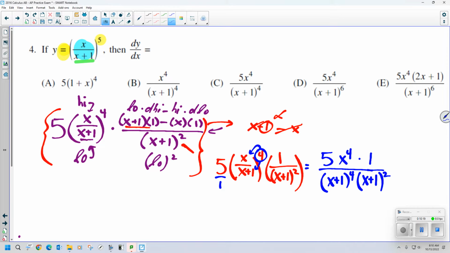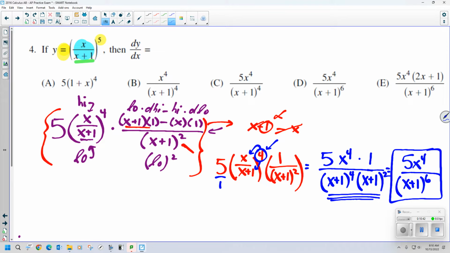All right. Well, if you know your rules with exponents, if you knew the rule here with a fraction, you should know what happens when I multiply the same bases with an exponent. I add the exponents, right? So I get x plus 1 to the 6th. And the top, if I multiply, is 5x to the 4th.